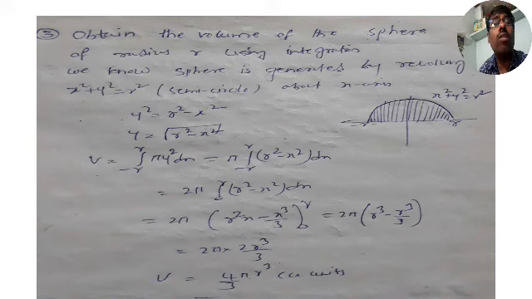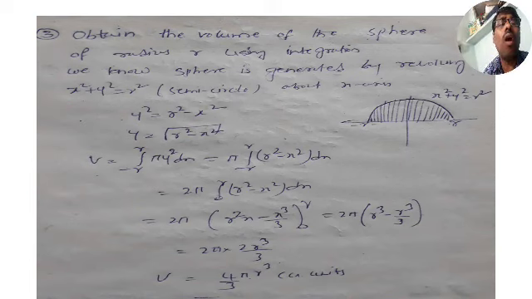So for the semicircle, x square plus y square is equal to r square, so y square is equal to r square minus x square. And the limits: since the radius is r, from 0 to r and 0 to minus r, the limits are minus r to r, and y square is r square minus x square.